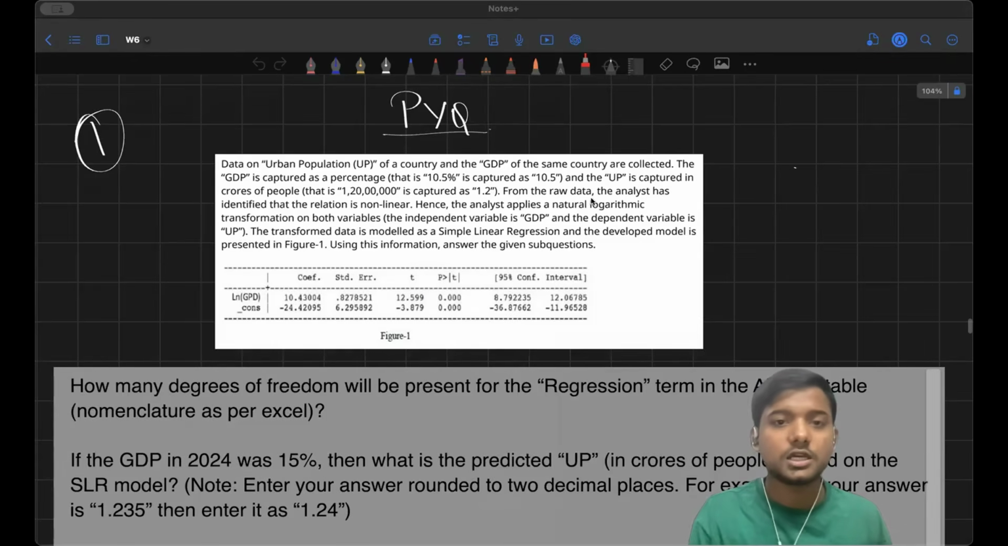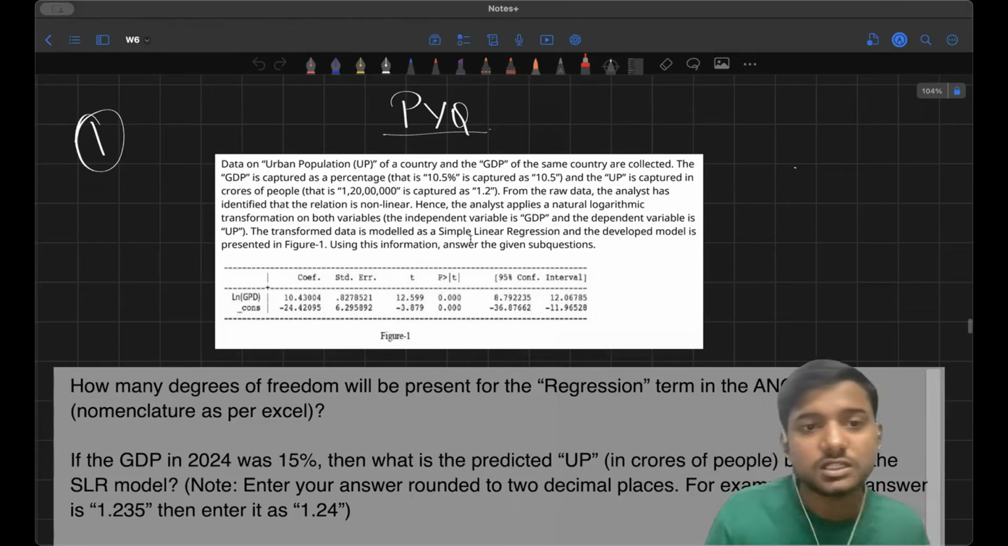From the raw data, the analyst has identified the relationship is non-linear. Hence, the analyst applied natural logarithmic transformation on both the variables, independent variable GDP and the dependent variable urban population. The transformed model of the data is modeled using simple linear regression, and the developed model is presented as this thing. Using this information, answer the following sub question.